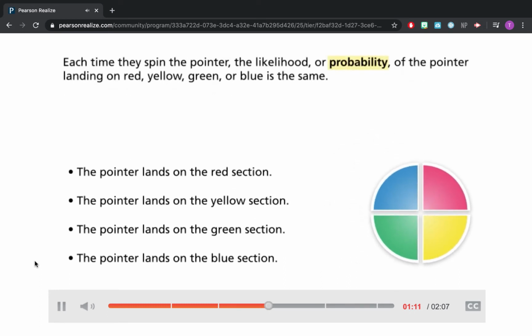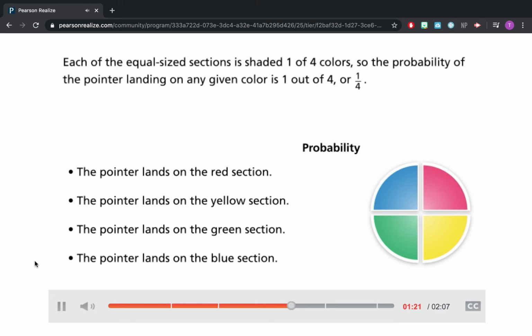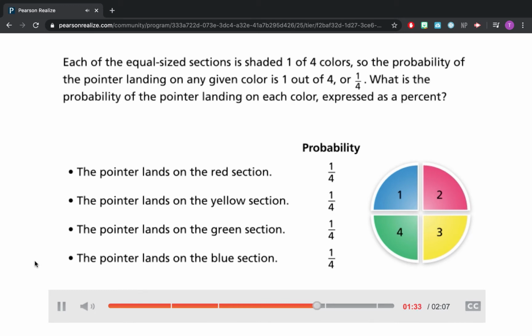Each time they spin the pointer, the likelihood, or probability, of the pointer landing on red, yellow, green, or blue is the same. Each of the equal-sized sections is shaded 1 of 4 colors, so the probability of the pointer landing on any given color is 1 out of 4, or 1/4. What is the probability of the pointer landing on each color, expressed as a percent?